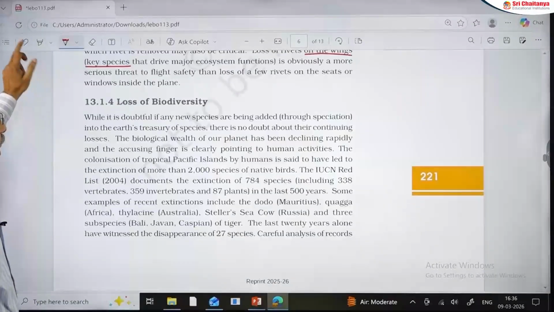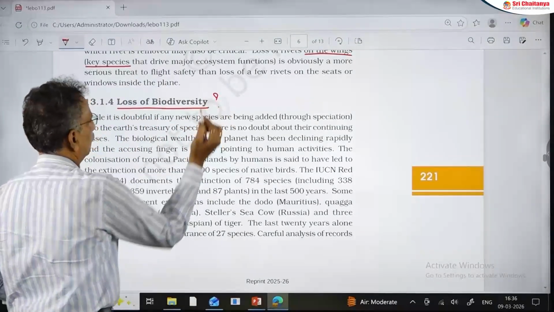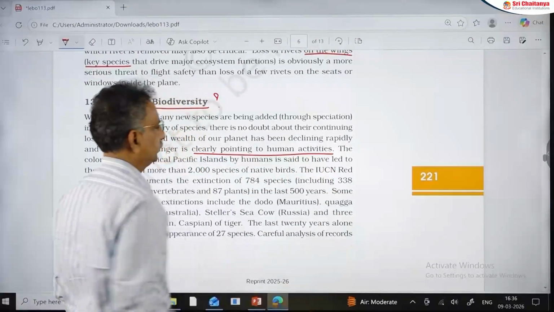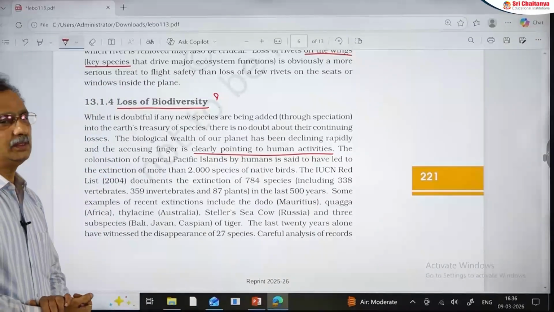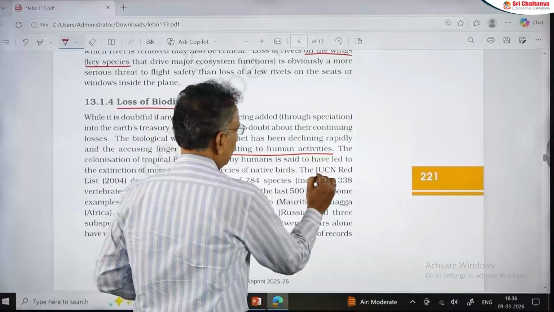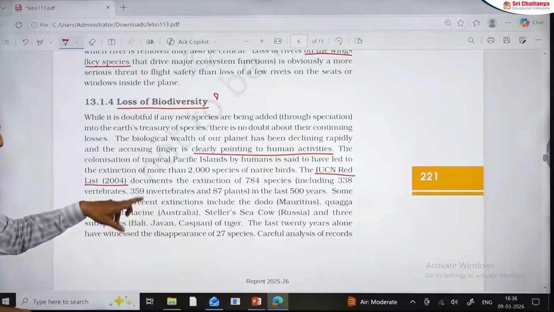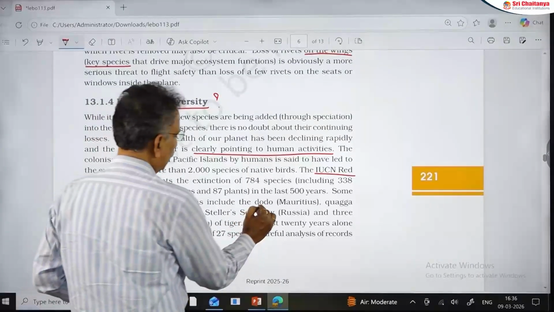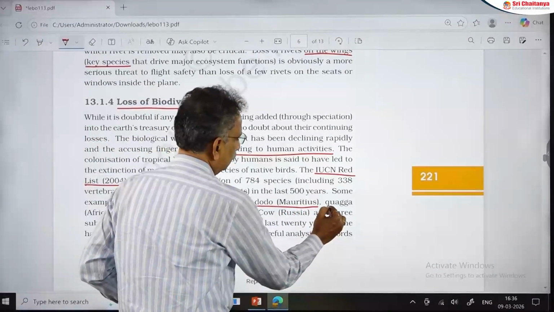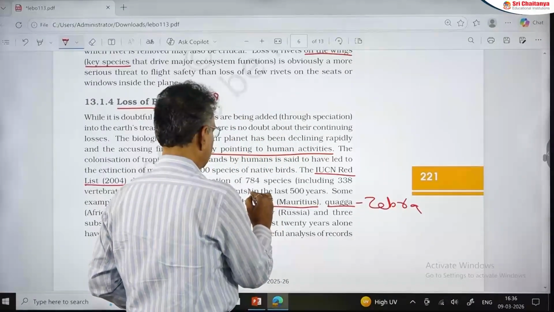Loss of biodiversity. So, why is there a loss of biodiversity? Automatically that question arises. Again they are clearly pointing towards human activities. And how many species are getting lost, or in other words becoming extinct? That is given by the IUCN Red List. So, they gave the list of whatever happened, and this is the one. Dodo, a bird, became extinct in Mauritius. And quagga, this quagga is a zebra, and dodo is obviously a bird.